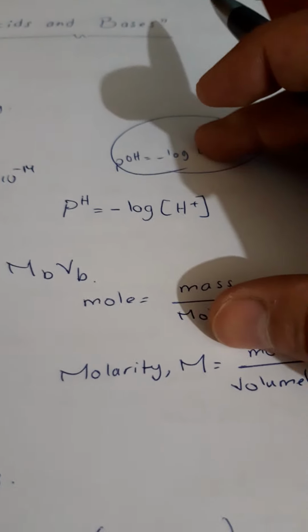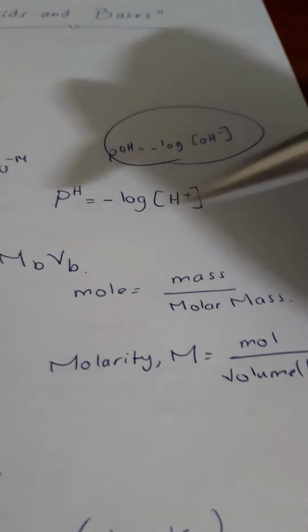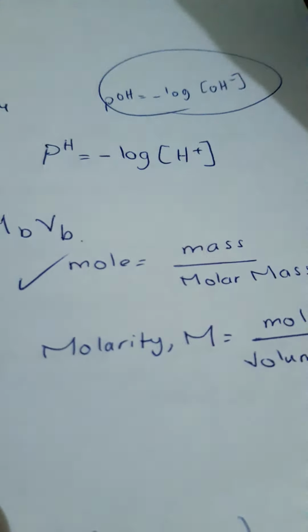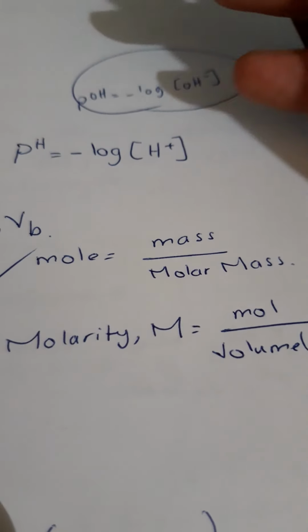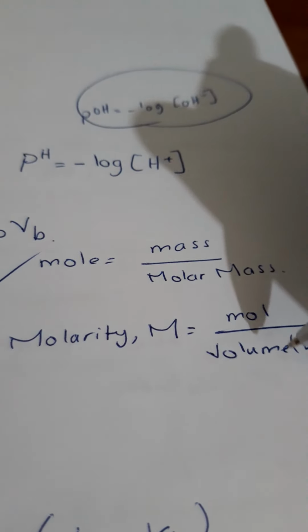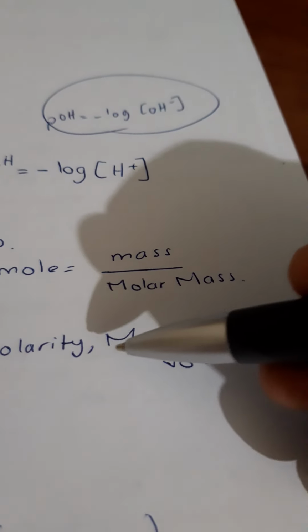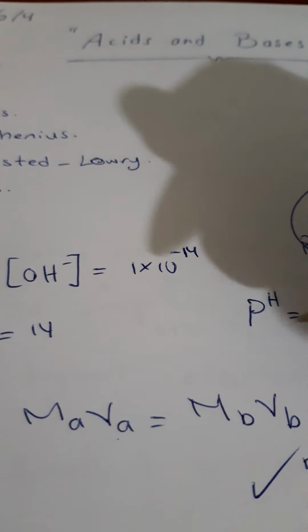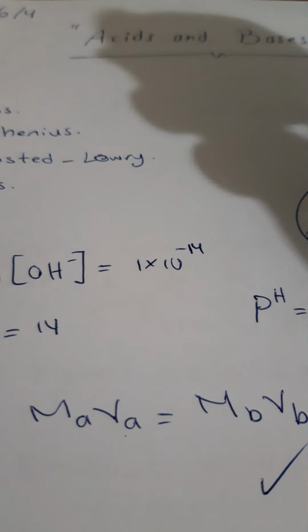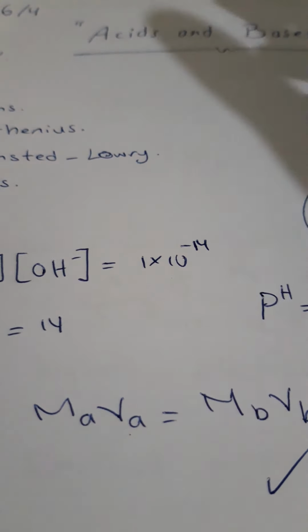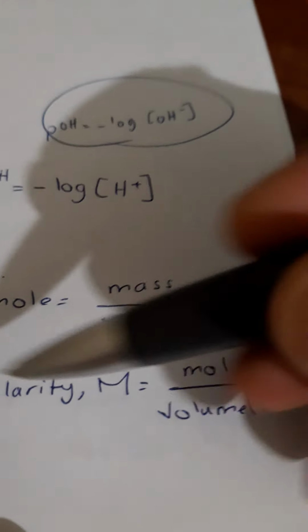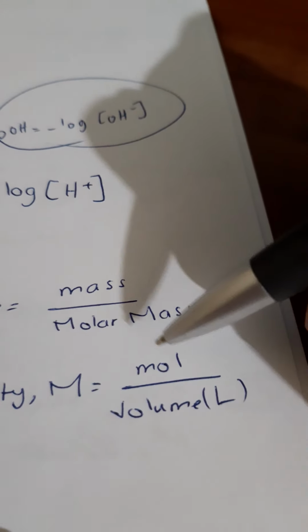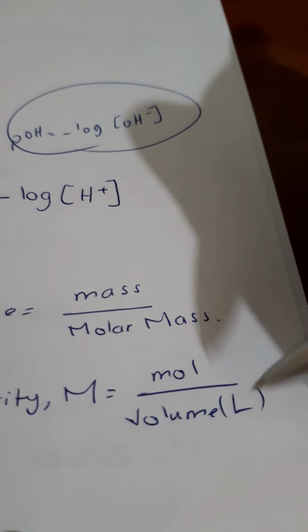The 2 common equations we need to know also: mole equals mass over molar mass. I know this is the most common equation in chemistry. Molarity, the concentration, equals mole over volume. Be careful, when you use this molarity equation, the volume should be in liters. But if you are using M1V1 equals M2V2, you don't need to change the volumes into liters. You can just keep them in milliliters. But if you are using the equation of molarity, which equals mole over volume, the volume should be in liters. Be careful.